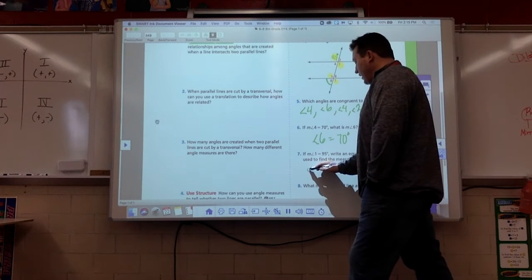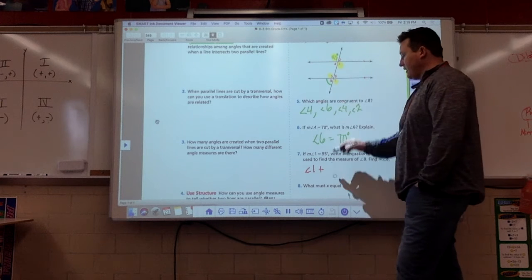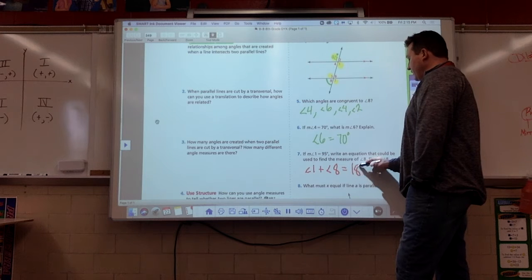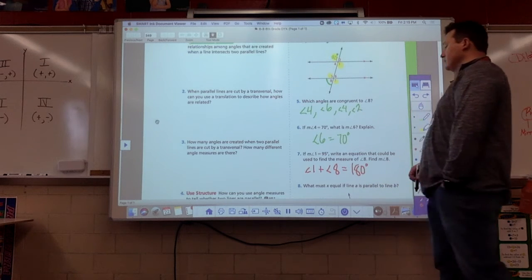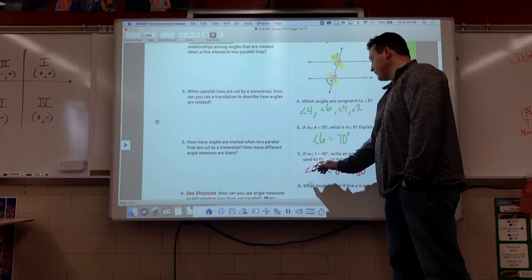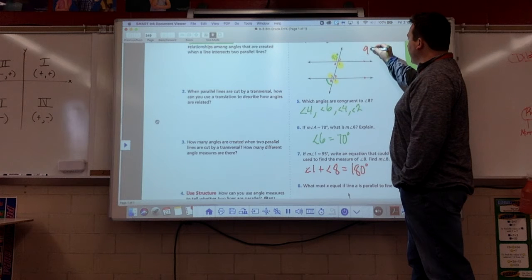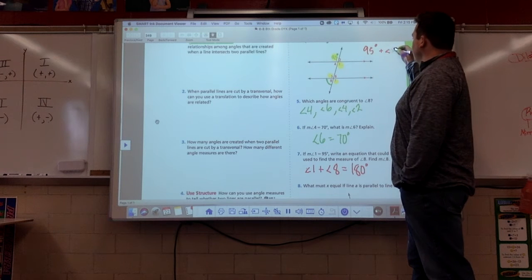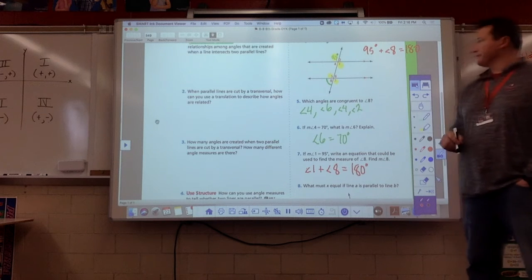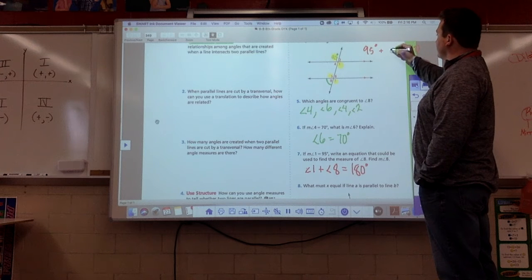So we would say angle 1 plus angle 8 equals 180 degrees. Okay? Now, angle 1, they told us is what, guys? 95. I'm going to write that up here. So, 95 degrees plus angle 8 equals 180 degrees. Okay? So, what is angle 8? Here, I'll just say that this is x.